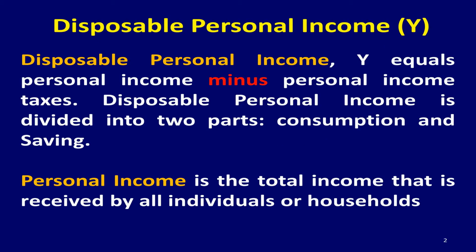Disposable personal income equals personal income minus personal income taxes. Disposable personal income is divided into two parts: personal consumption spending and saving. Personal consumption spending is the largest part of disposable personal income. Personal income is the total income that is received by all individuals or households.